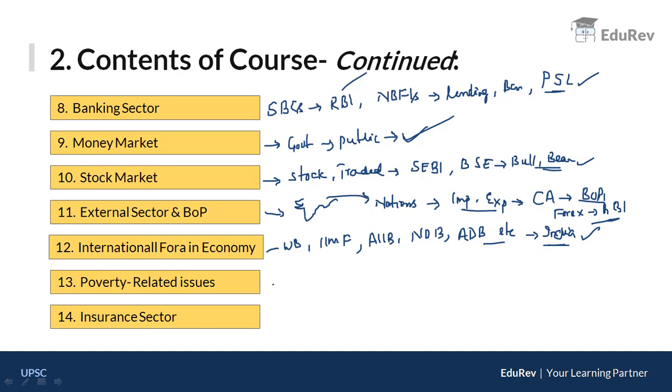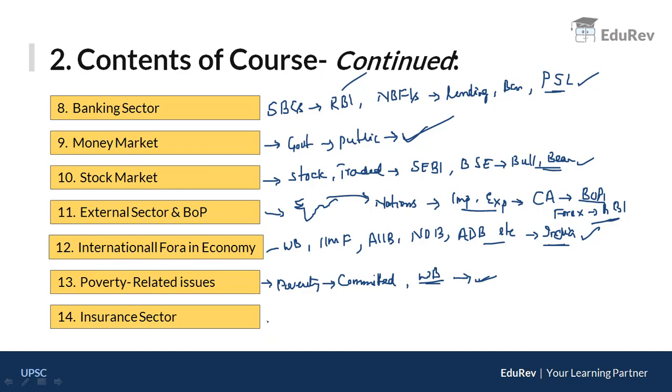Next, in the 13th chapter, we'll be looking at poverty. Here we'll understand the meaning of poverty, the various standards and various committees established to estimate the poverty rate in India, and the international standard set by the World Bank. Apart from that, certain schemes related to poverty alleviation we'll be discussing here.